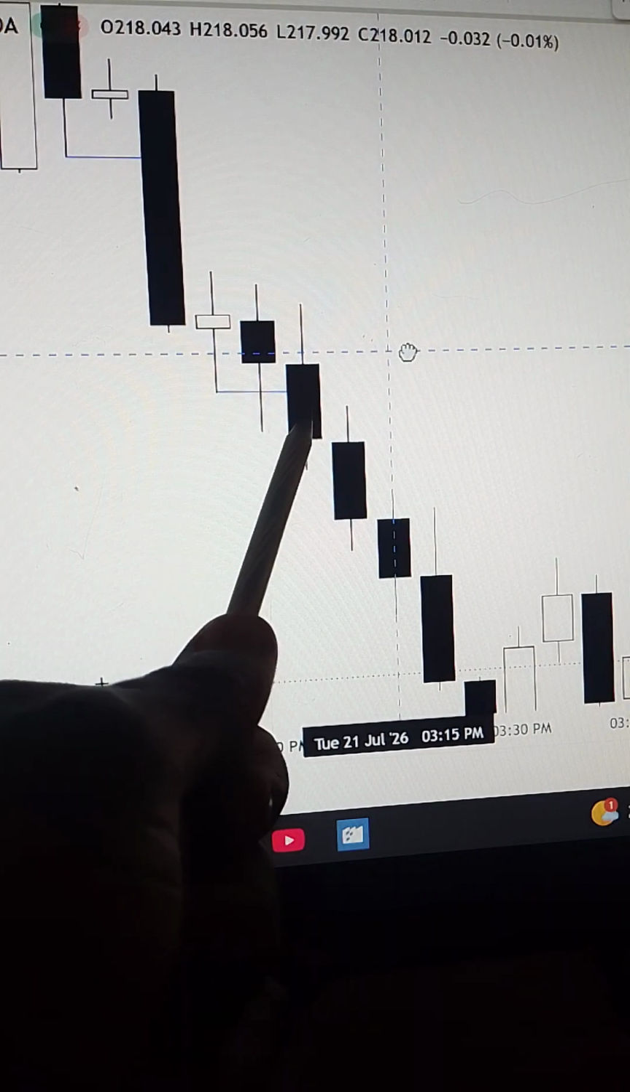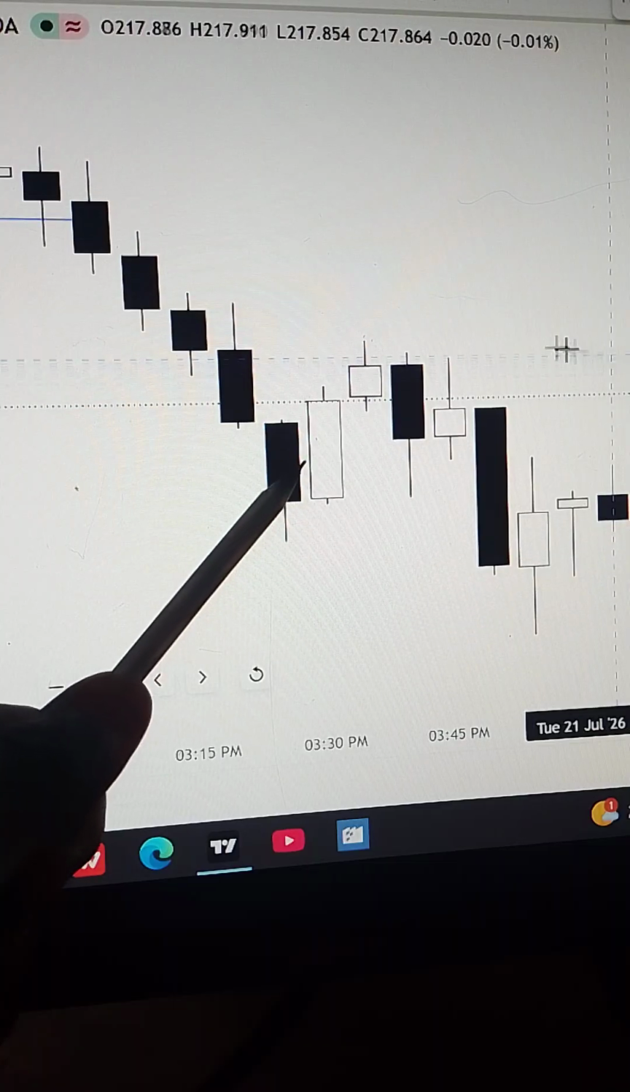broke the support. So you add more positions. After every 5 minutes, add more positions. After every 5 minutes, stack more positions until you reach your take profit.